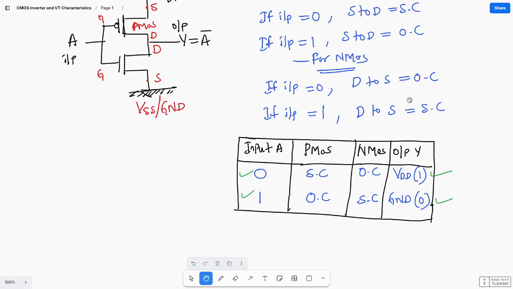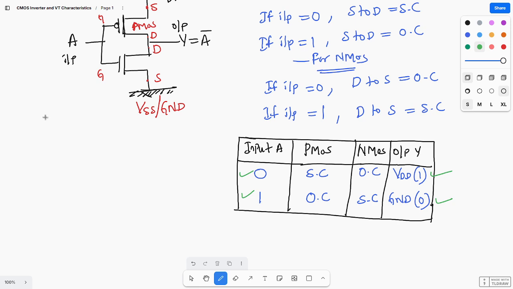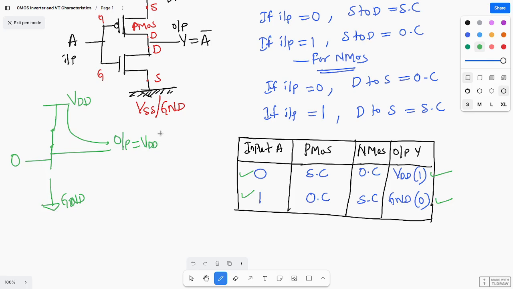So here, if you see with the diagram, how do we implement this? First, I'm giving input zero. So input zero means what? Here the PMOS will be a short circuit and the NMOS will be an open circuit. So you are giving input 0, which means this is VDD and this is ground. So the output is connected to VDD. So you are getting output equal to VDD. VDD is nothing but a logic one.